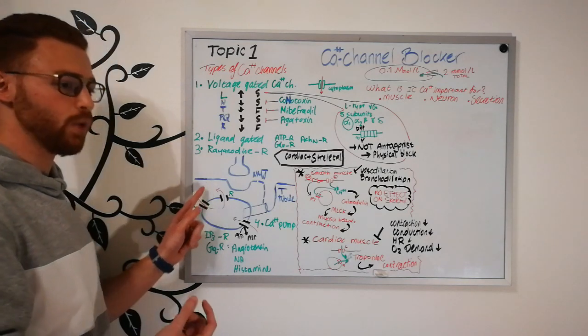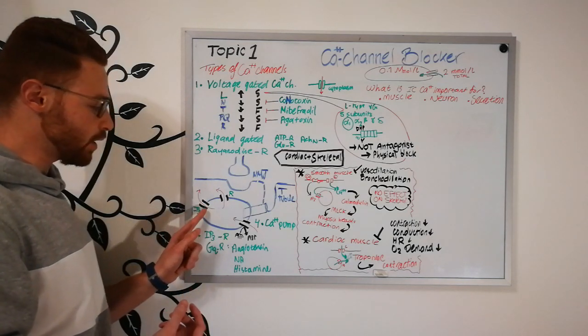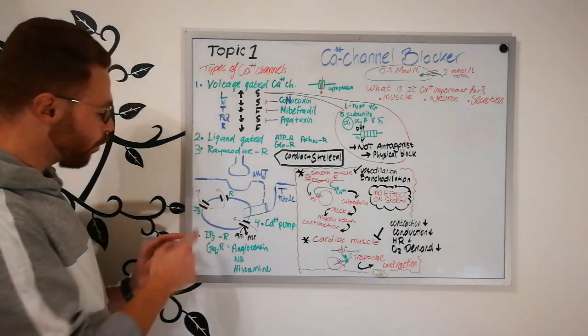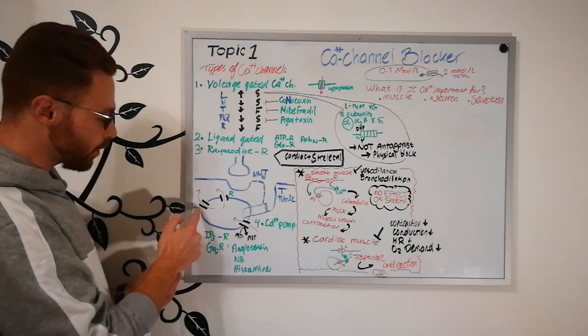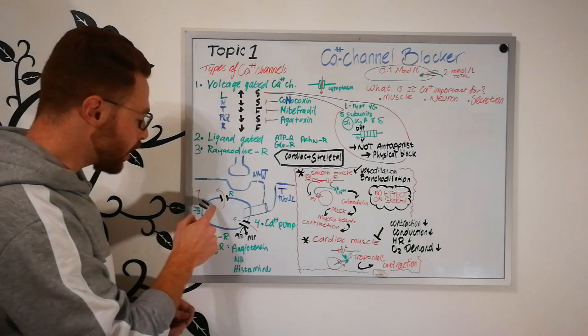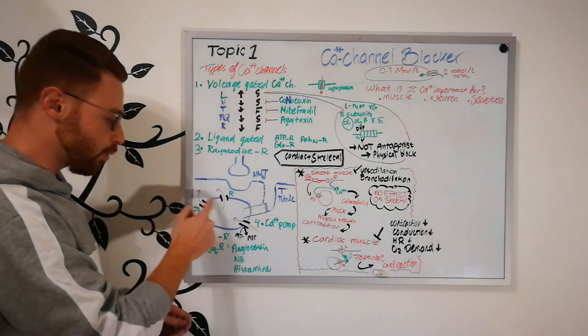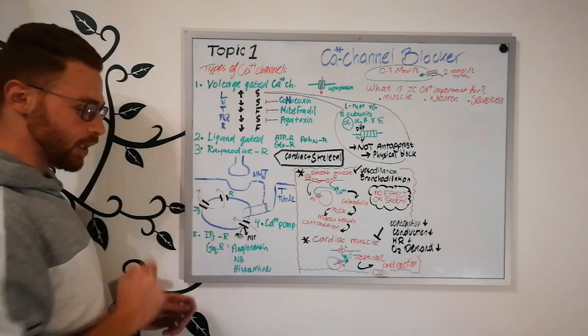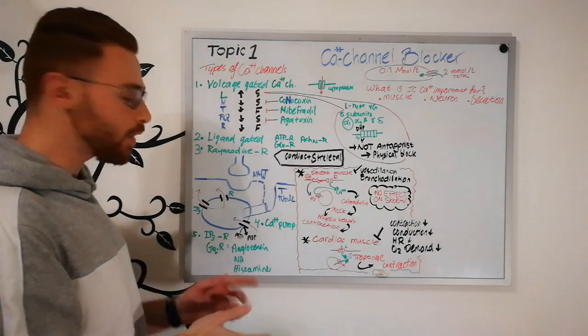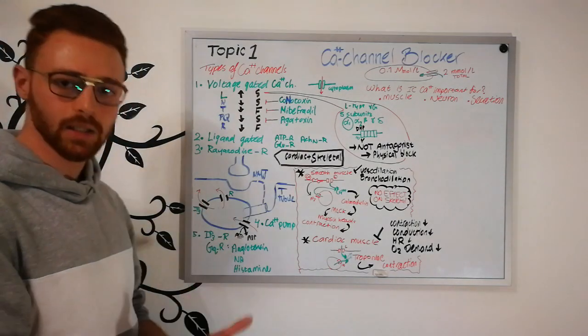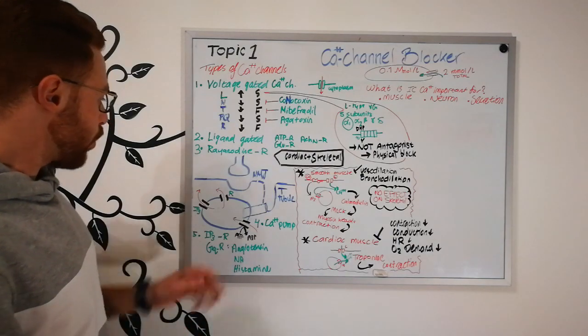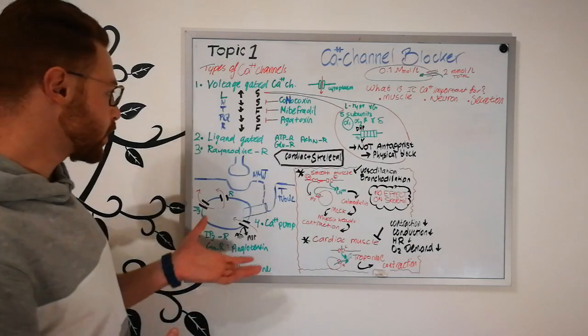The IP3 is going to swim in the cytoplasm and reach the sarcoplasmic reticulum membrane, where there is an IP3 receptor. The IP3 is going to bind to this receptor, leading to its activation to enhance the outflux of the calcium from the sarcoplasmic reticulum into the cytoplasm, increasing the concentration of the calcium in the cytoplasm to enhance the contraction of the muscle. So these are the types of the calcium channels in general.